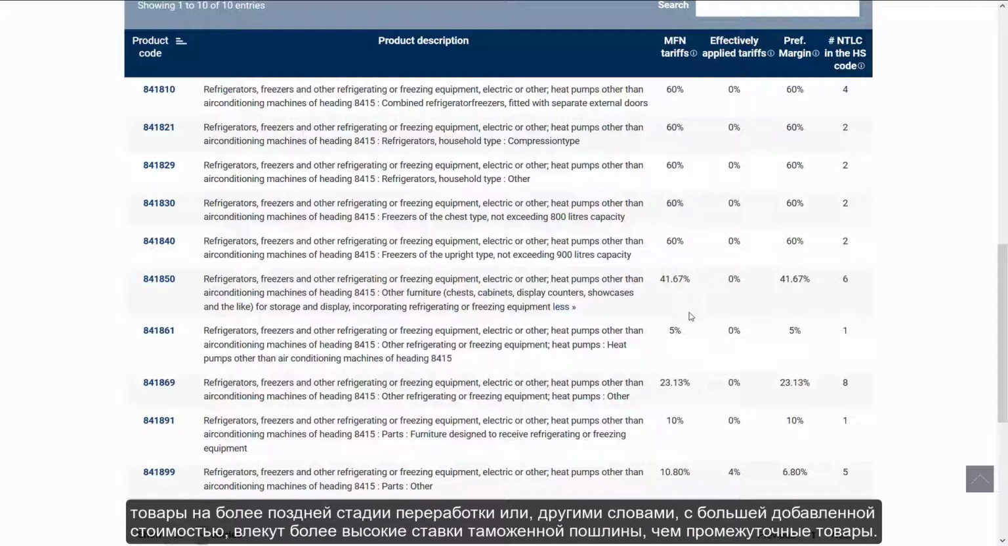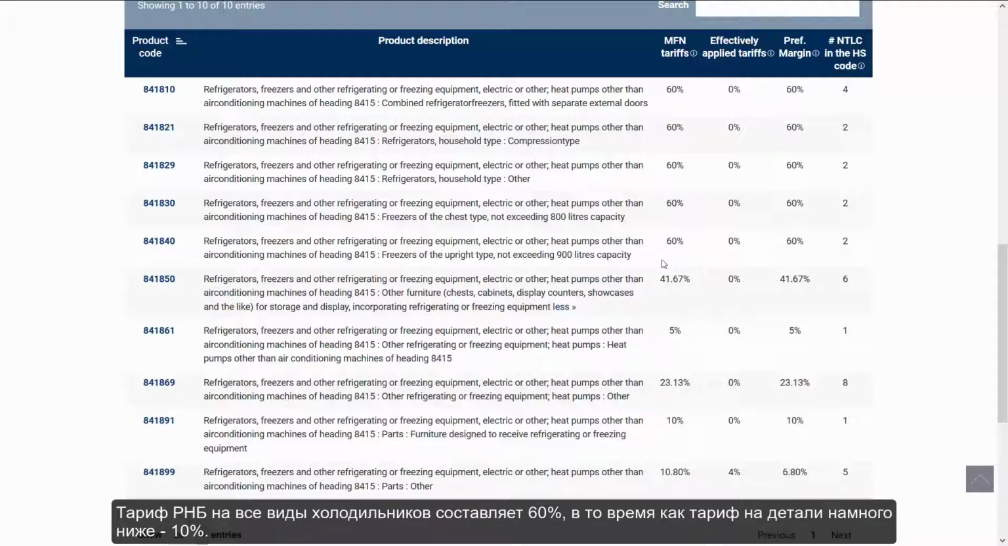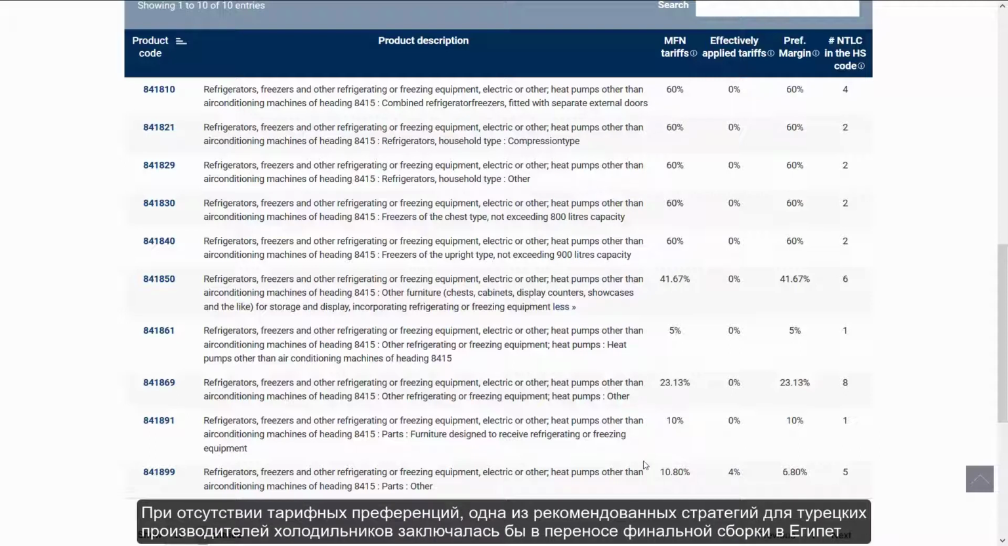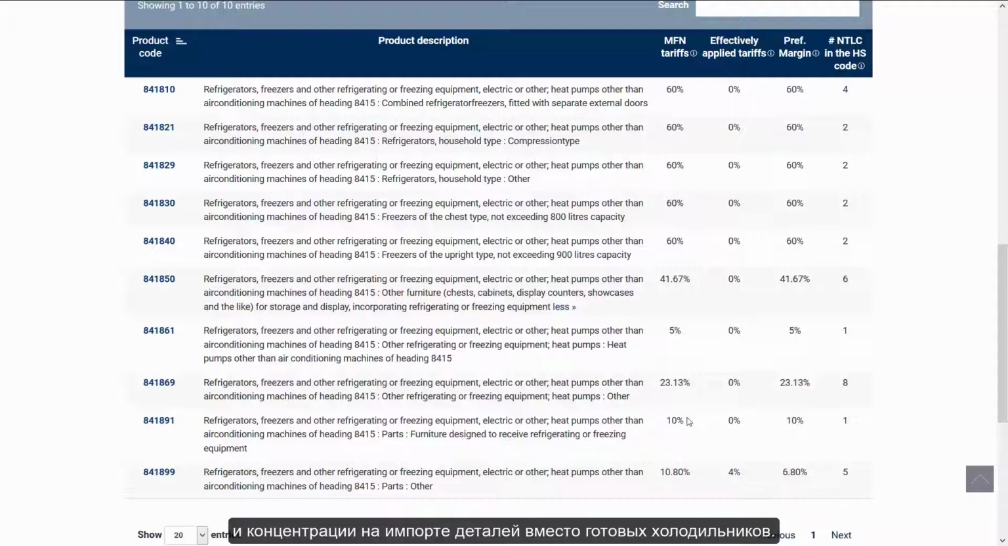Products at a more advanced stage of processing, or in other words with more value added, attract higher duty rates than the intermediate inputs. The MFN tariff on all types of refrigerators is at 60%, while the tariff on parts is much lower at 10%. In the absence of tariff preferences, one of the recommended strategies for the Turkish fridge maker would be to move the final assembly into Egypt and focus on importing the parts instead of final refrigerators.